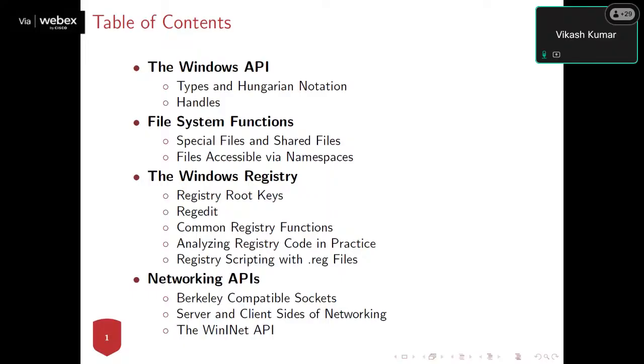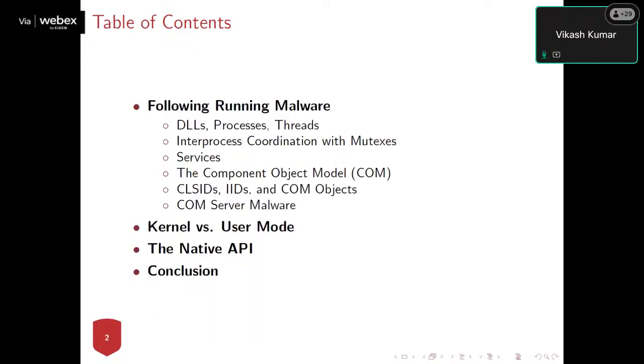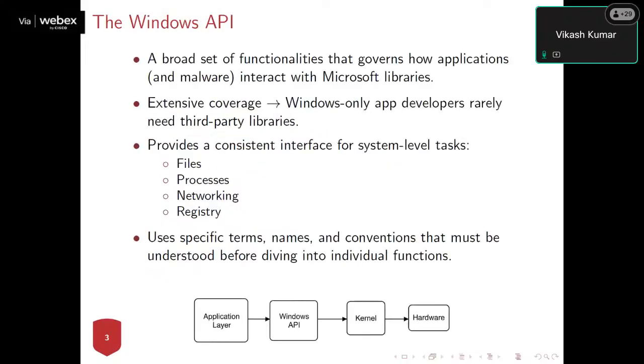So this session is all about the APIs, the file system functions, the Windows registry, and the networking APIs that we have already talked about earlier. We will be detailing these functions, and we will be talking about processes, threads, and how DLL injection, process hollowing, and process injection work. We will talk about these things in this section.